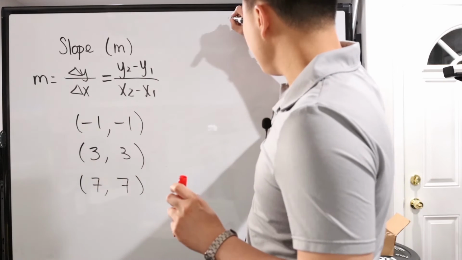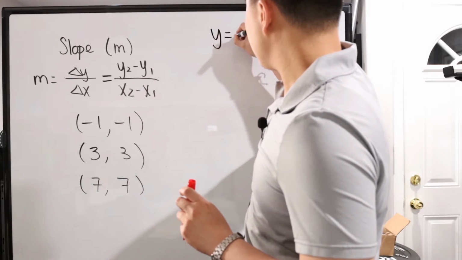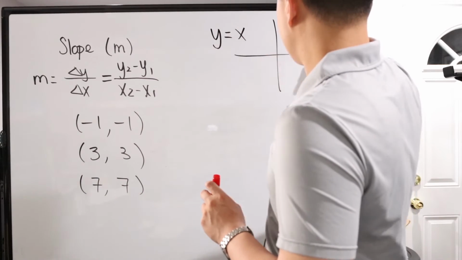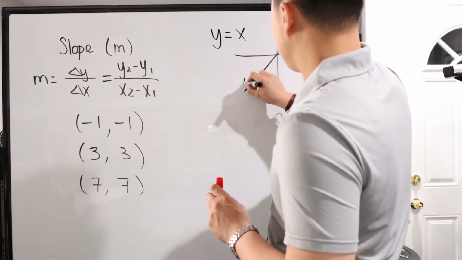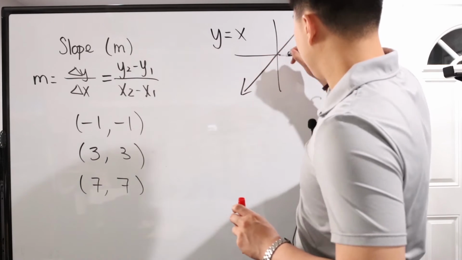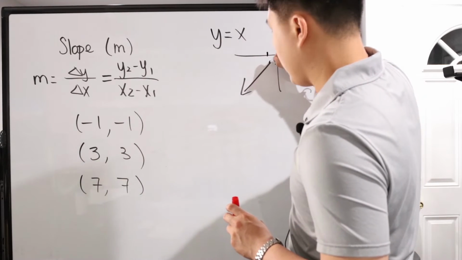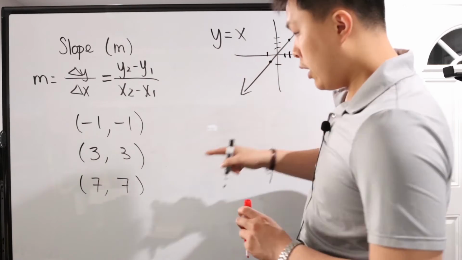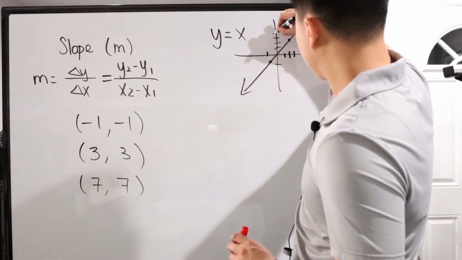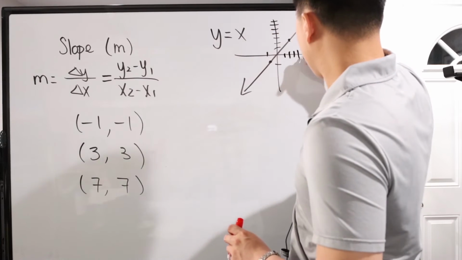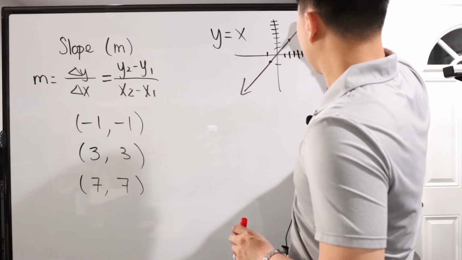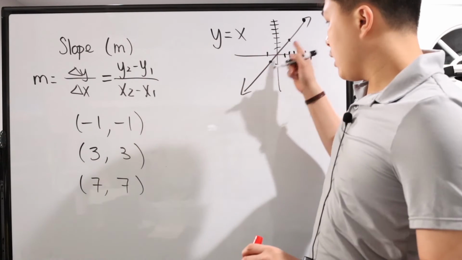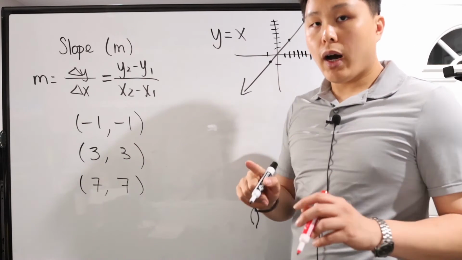So if you were to graph this, basically the equation is y equals x. If you were to graph this, it will look something along the lines of this. And the points right here, negative 1, 1 is going to be right here. 3, 1, 2, 3 is going to be right here. And I could go so far as to 7. There's going to be 4, 5, 6, 7, and it'll be like right here. So all these points are going to be on a line. Now, how do we know?